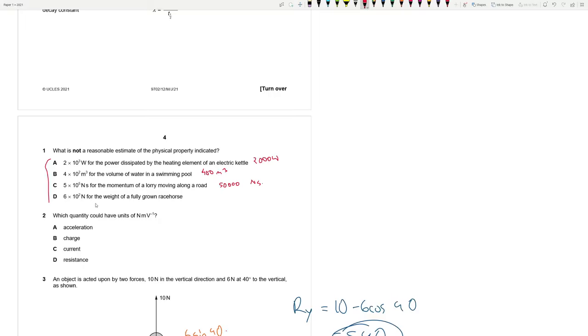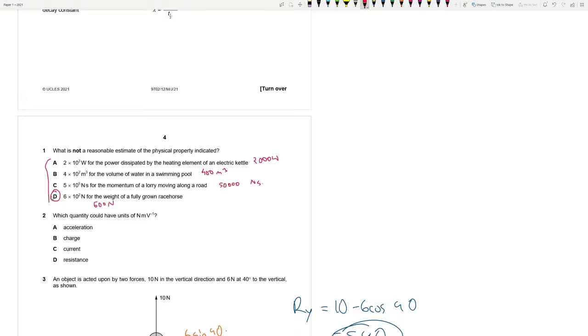What about this? The weight of a fully grown racehorse, 600 newtons. Does that make sense? Our weight is around 600 newtons. That's the average weight of a human being, right? If you have a mass of around 60 kg, you're going to have a weight of 588 newtons. So this is clearly wrong. The horse clearly weighs more.